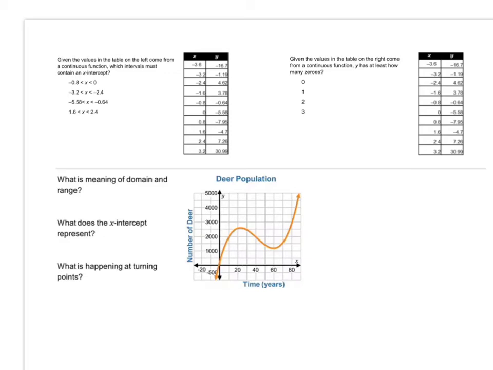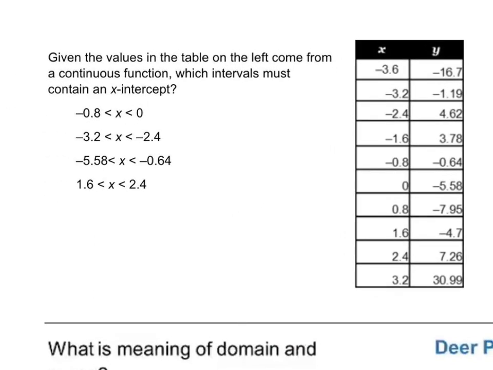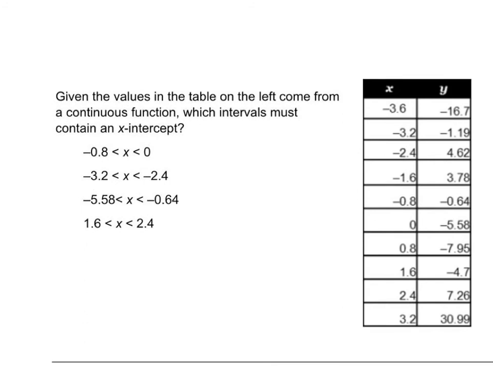Okay, let's take a look at these last few problems, and let's zoom in on this first one up here. It says, given the values in the table on the left from a continuous function, which intervals must contain an x-intercept? Okay, now first of all, an x-intercept occurs when y equals 0. When y equals 0, you have an x-intercept. So here's what I know.